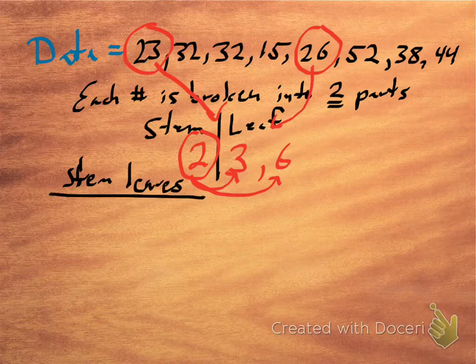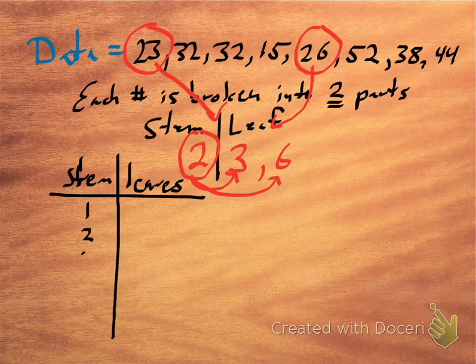Okay, so let's go ahead and make... All right, that is not working. Let me get another stylus here. There we go. All right, so my stems are 1, 2, 3, 4, 5. I don't think there's any 60s, so here we go.